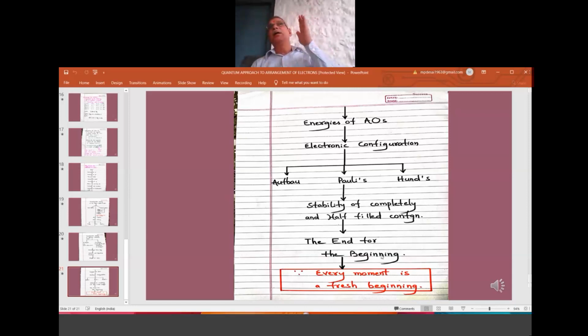Only in the case of what? Elements whose electronic configuration is close to stability, half filled and fully filled. Otherwise, it will not happen. 3d4 will become 3d5 automatically. If it is 3d9, automatically 3d10, one electron will jump.